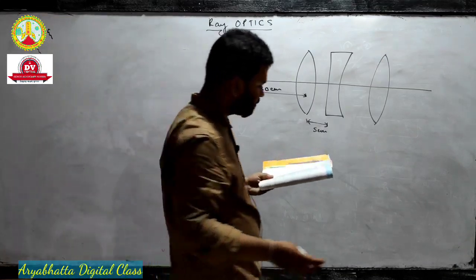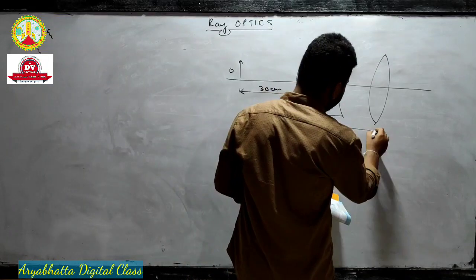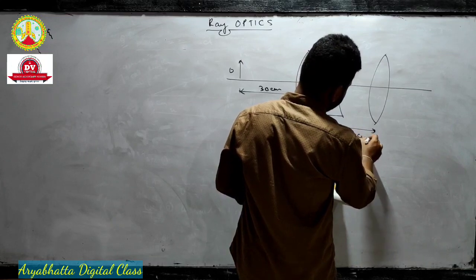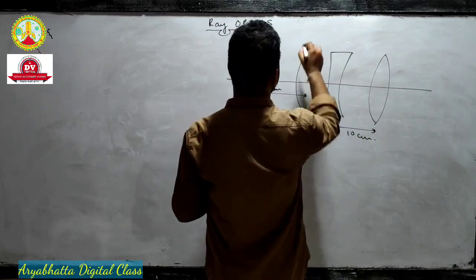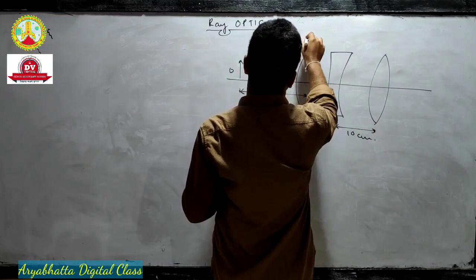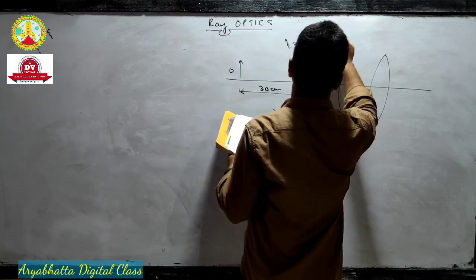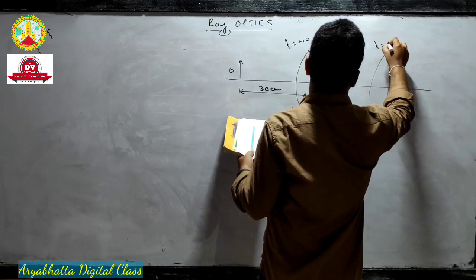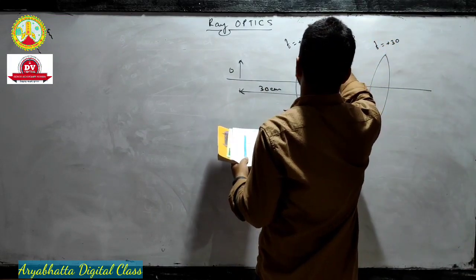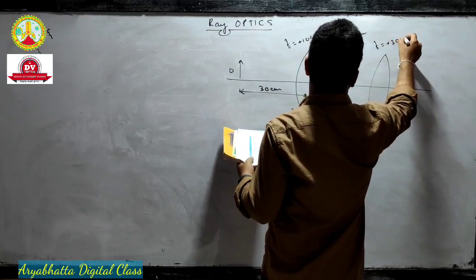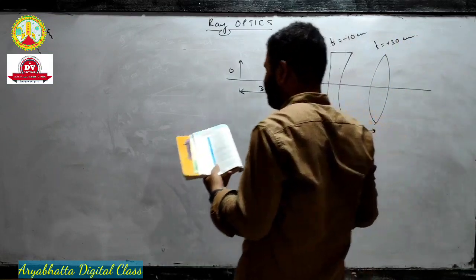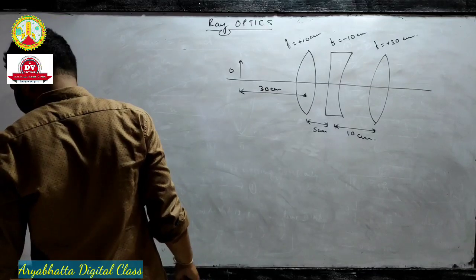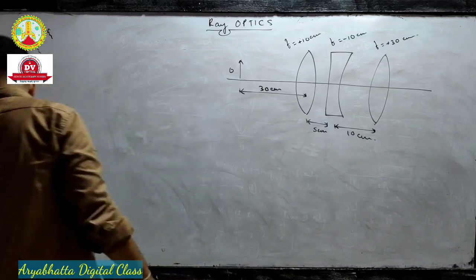In between these two is 10 centimeter. The focal length of the first one is plus 10, the second one is minus 10, the third one is plus 30. All are in centimeter. The question is, where will the final image be formed?